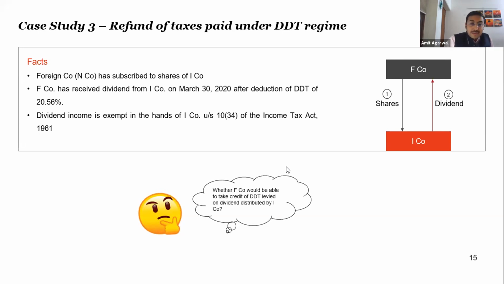Any reaction, any response by anybody? Any thoughts around it? Because it's going to be a tricky position: under Indian income tax, the same was exempt in the hands of the FCO, and the taxes have been deposited by the ICO. But while considering the foreign tax credit, would the FCO be eligible to claim a credit of it?